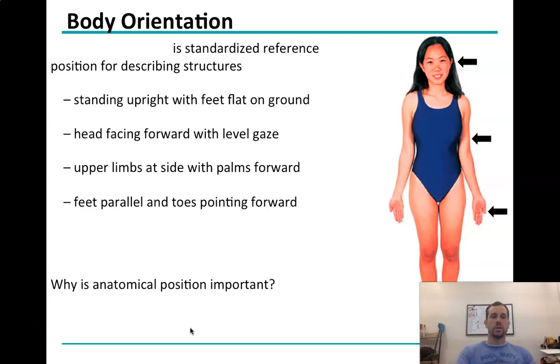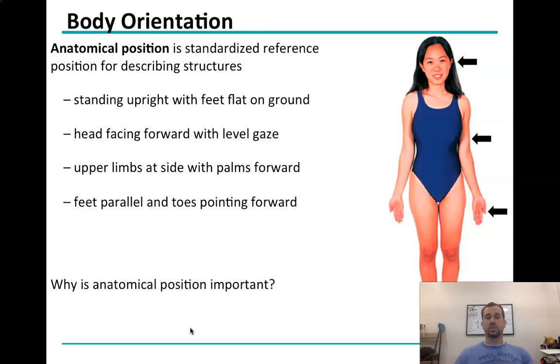Here are some of the features of the anatomical position. Standing upright with your feet flat on the ground, head facing forward with a level gaze, meaning your eyes are looking level or your face is level. Upper limbs at the side with your palms forward, palms in front of your body, and feet parallel with toes pointing forward.